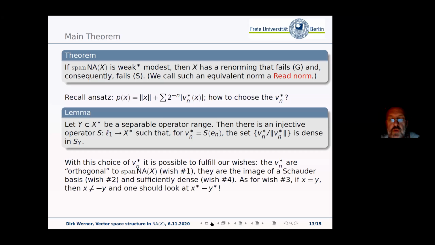So I haven't talked about wish number 3, which says that we wish that the two support points are actually different. And this is something we cannot have in general, but if x and y are the same, then we simply change horses. Instead of looking at x star plus y star, we look at x star minus y star, and the support point now would be minus y. And if x equals y, it certainly does not equal minus y. So this can be overcome very easily.